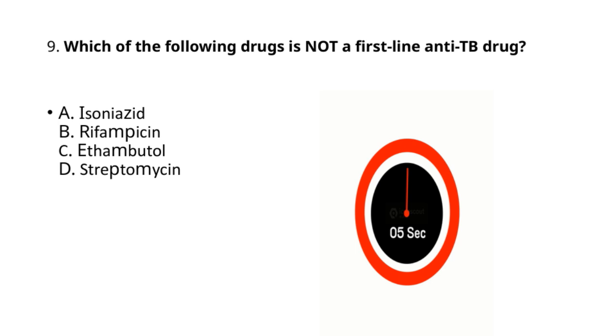Among these, streptomycin actually falls into a slightly different category. While it was historically used as a first-line drug, today it's often reserved for cases where the first-line drugs can't be used or in resistant strains. So, in this context, streptomycin is the correct answer. It's not typically classified as a first-line anti-TB drug anymore. Recognizing this helps us understand how treatment protocols evolve based on resistance patterns and clinical experience, which ties into the overall theme of optimizing TB management.